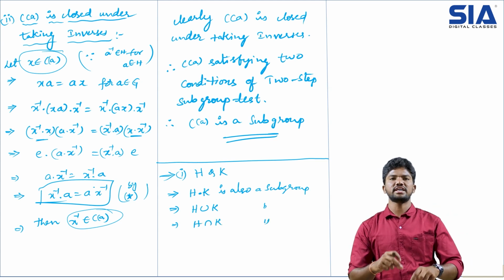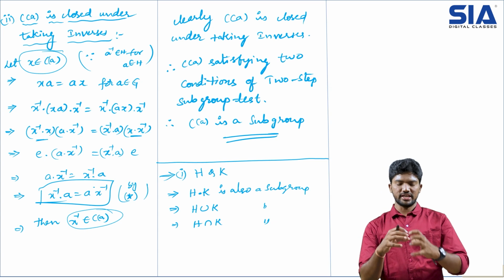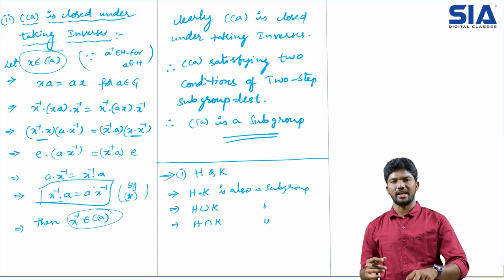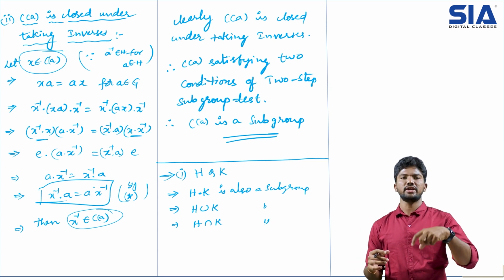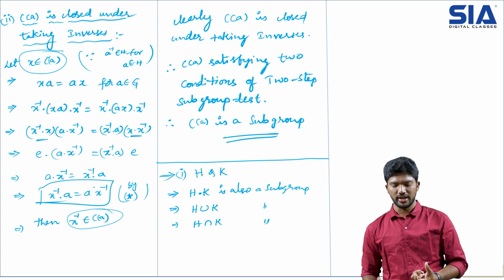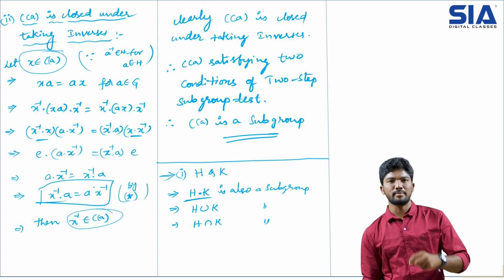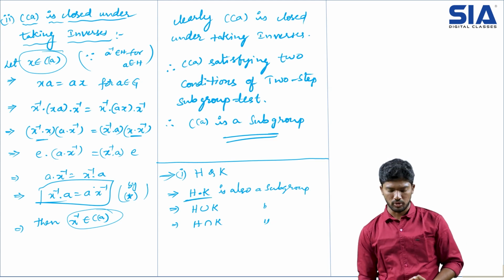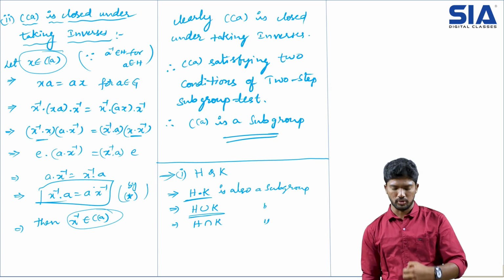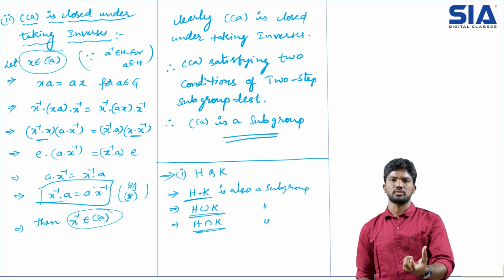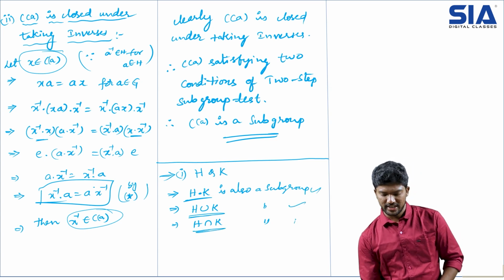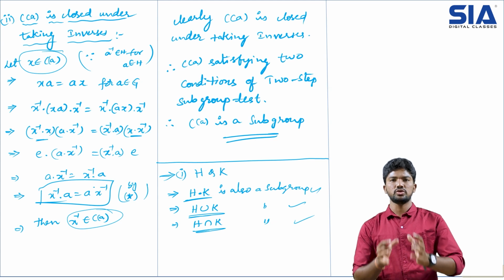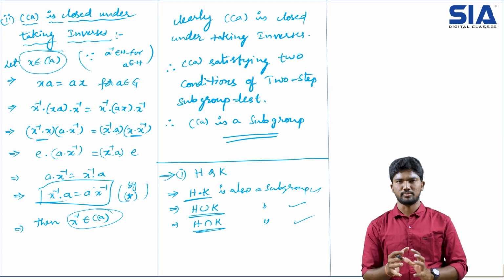If you get any question in this format, with respect to two subgroups, capital H and capital K, which are any two non-empty subsets, then we have to prove that their multiplication will become a subgroup, their union will become a subgroup, their intersection will become a subgroup. To prove these three theorems, you have to use the two-step subgroup test theorem only.